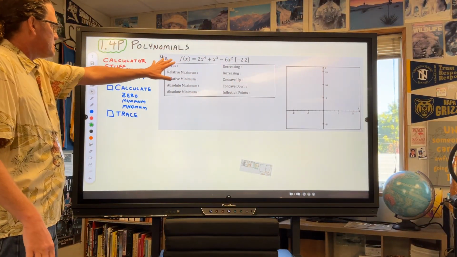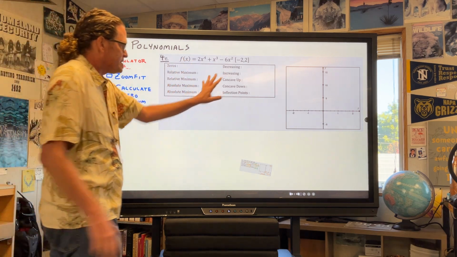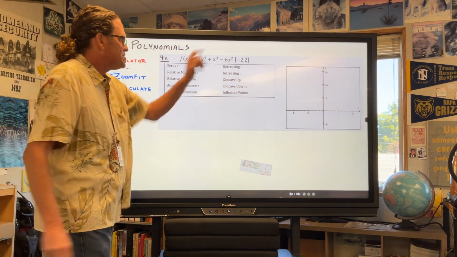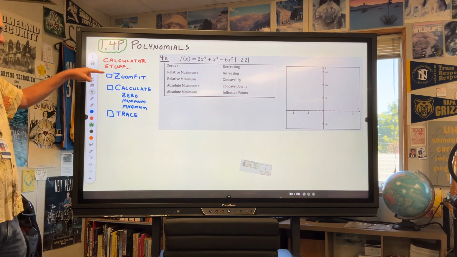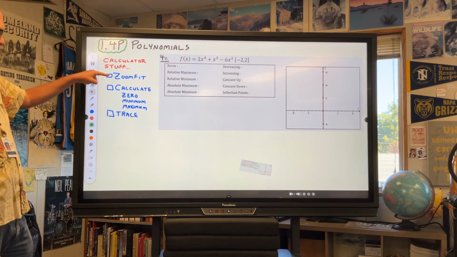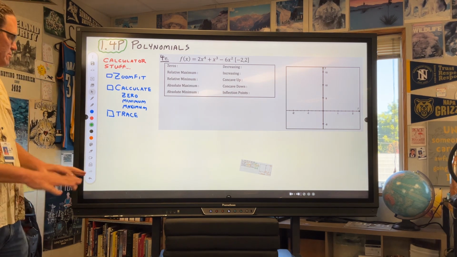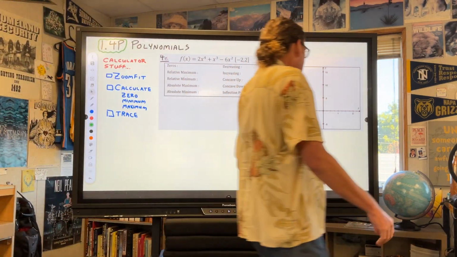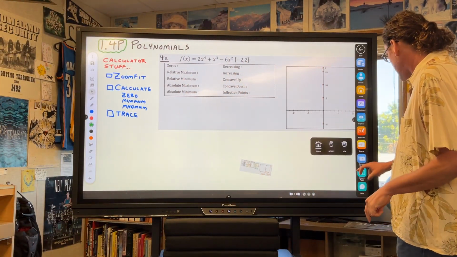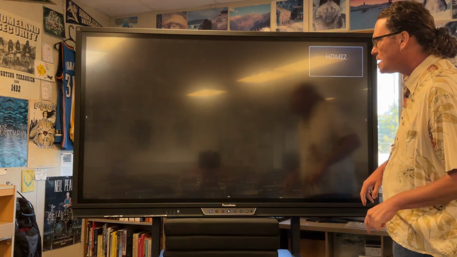So here is our polynomial. We're supposed to find all this stuff and sketch a graph. We have a restricted domain. So on your calculator, I want to talk about ZoomFit and then how to calculate zeros, minimums, maximums, and even get into the trace feature if time permits.